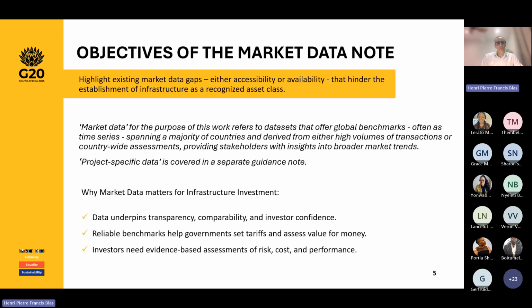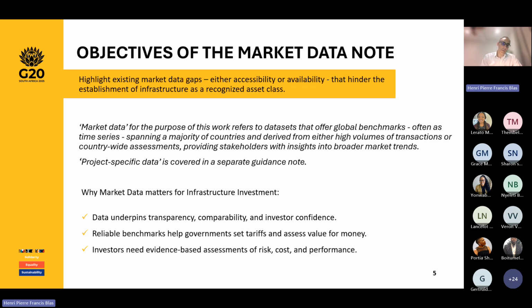So why does that matter for infrastructure investments? All data underpins transparency and comparability. And eventually that's how you get investor confidence. Investors like to compare markets to get a sense as to how a potential new market or a new subsector has actually performed versus what they used to. So that's really essential in providing that transparency and that visibility of the market.